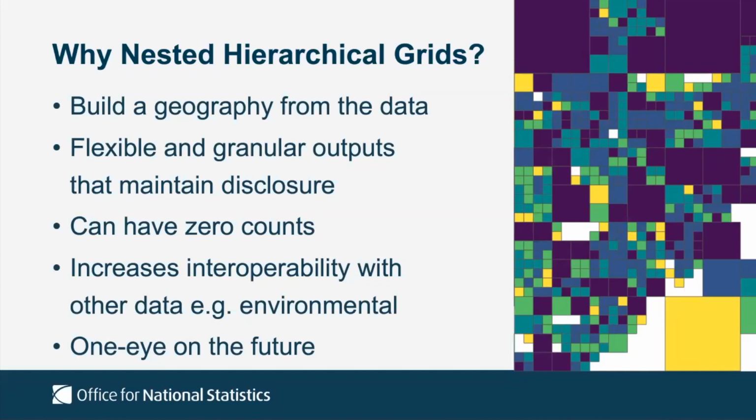It also can have zero counts. We don't have to have that full continuous coverage of the country. Not everything has to have a value above a certain number. 0 is a perfectly acceptable number. And also it has other advantages. So it increases interoperability with other data. So environmental, I'll come on to that towards the end of the presentation.